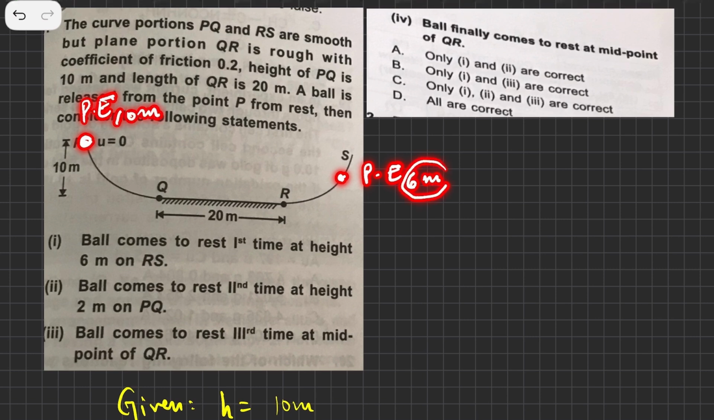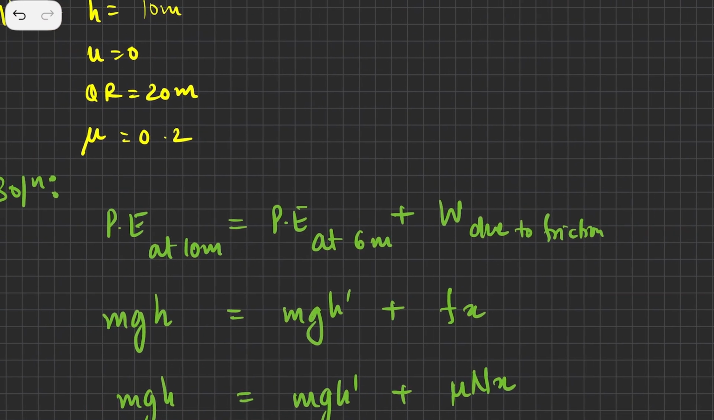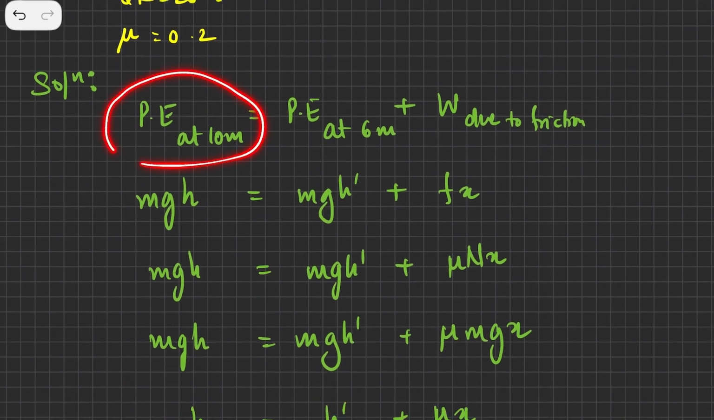Now this is something I want to find. I am just assuming that it will come out to be 6 meters. Let's see. The potential energy at this point is equal to the potential energy at this point, and some work is done in this frictional part. So my first equation would go like this: potential energy at 10 meters height is equal to potential energy at 6 meters height plus the work done due to friction. Now if you understand this equation, things are sorted. You have understood the entire question.